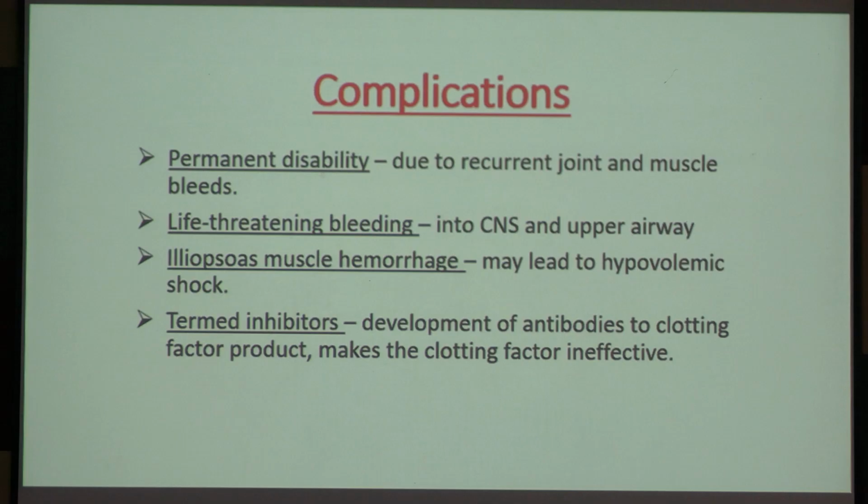And there is one term, that is termed inhibitor. In inhibitor, there is production of antibody against the clotting factor. The clotting factor is not deficient like in typical hemophilia, but there is antibody against the clotting factor that makes the clotting factor ineffective or non-functional.